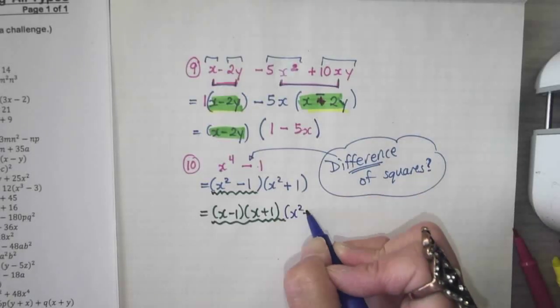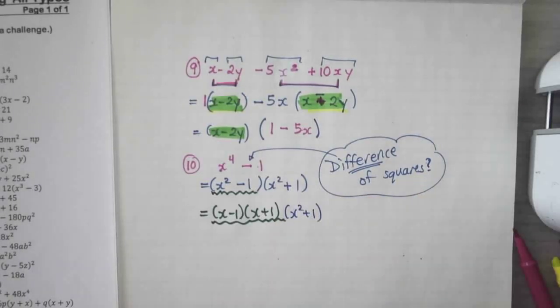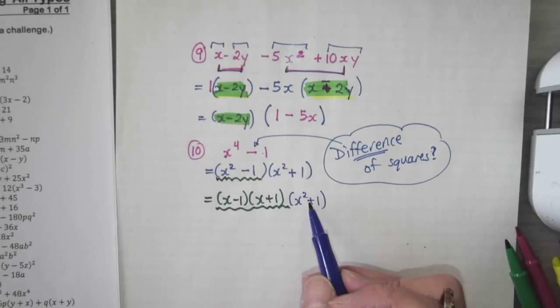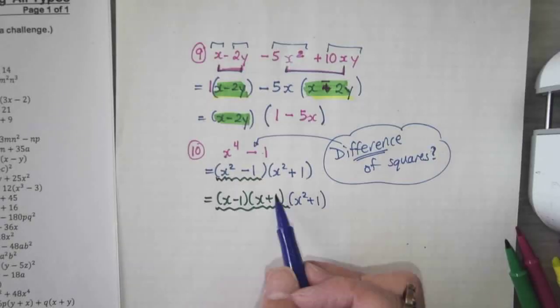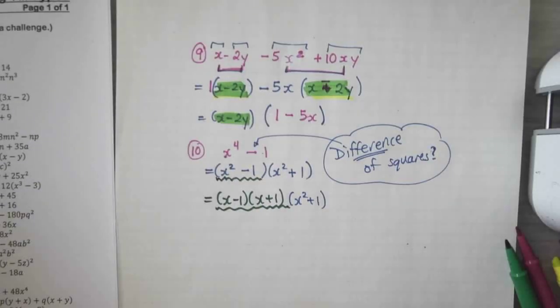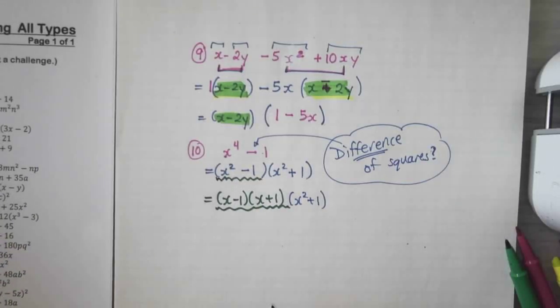And this guy is not a difference of squares because it's a plus in between, not a difference of squares. So I have to stop here, but keep going with this. Doesn't have to be underlined, but this is your final answer.